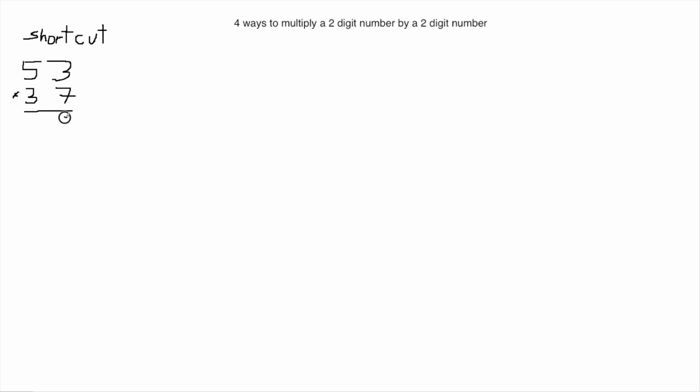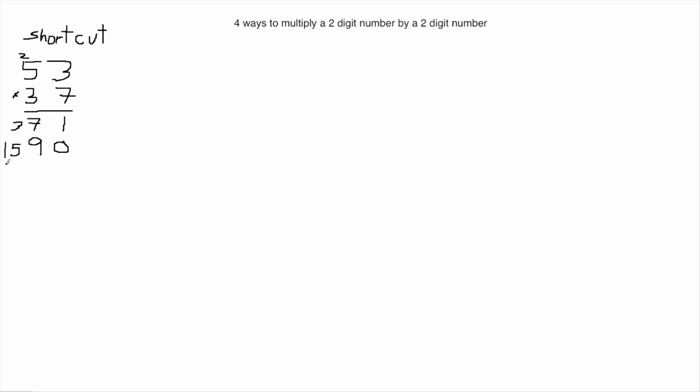7 times 3 is 21. Put the 1, carry the 2. 7 times 5 is 35, 36, 37. Make everything straight in a line. I know this is kind of hard to do with a mouse. Now we're going to multiply 53, not by 3, but 30. So we put the 0 for the 30 right there so we don't have to worry about it anymore. Now we can say 3 times 3, which is 9. And 5 times 3 is 15.